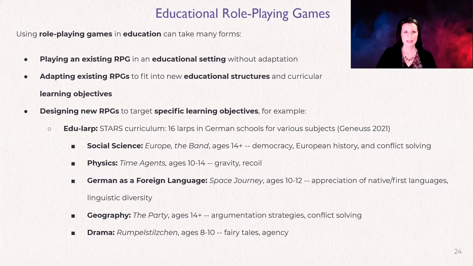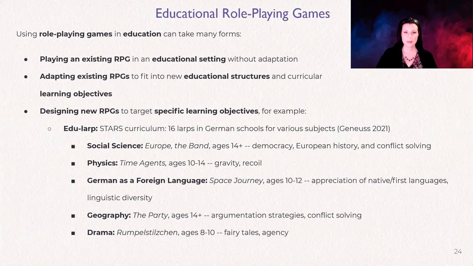So the first one is for social science, and it's called Europe the Band. And this is for students ages 14 and up. And it's meant to teach democracy, European history, and conflict solving. In physics, there's Time Agents for ages 10 to 14, and this was meant to teach gravity and recoil.